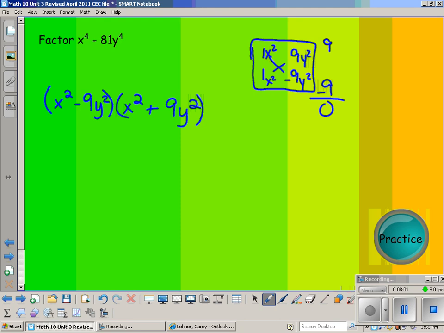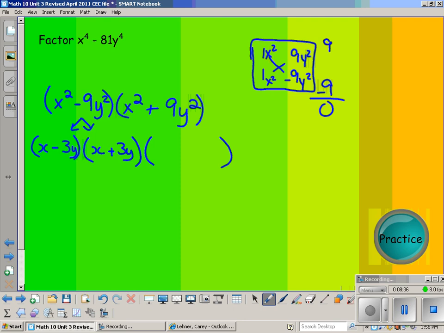But we have one little problem. This is not factored completely. Can you see why? In that first factor, the x squared minus 9y squared, those are both still perfect squares. They can still be factored further. Square root of x squared is x. Square root of 9y squared is 3y. 1 gets a minus, 1 gets a plus.